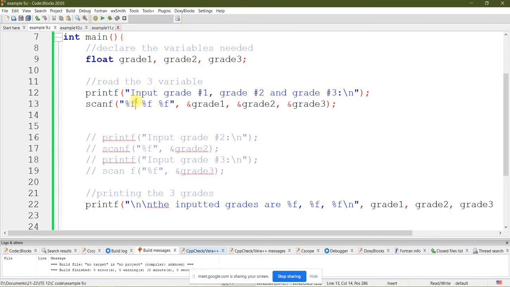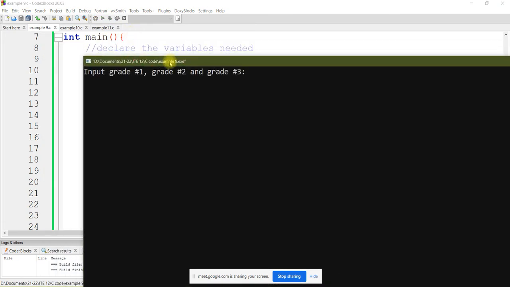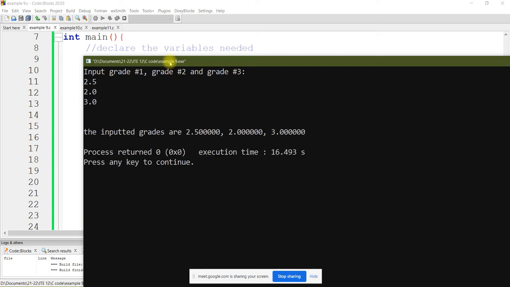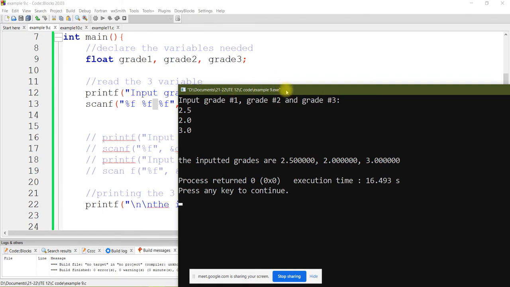Now let us try something else. For example, you input 2.5, and then instead of a space, which is what they used, we press enter. Let us try that one and see what happens. And then press enter. So it is the same. scanf accepts either enter or space between the 3 variable inputs.